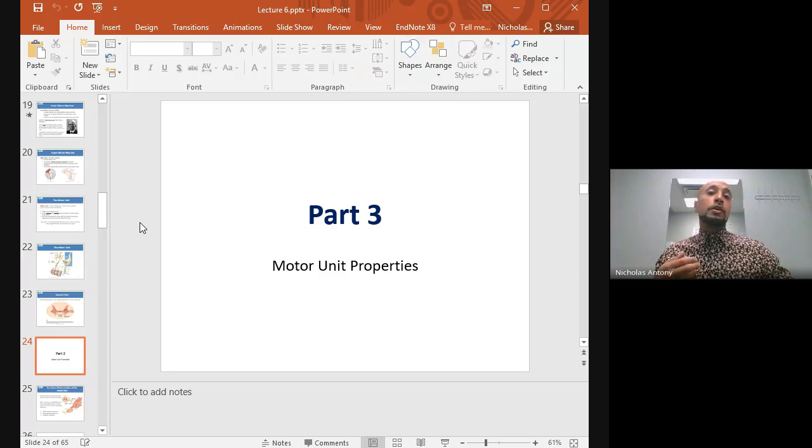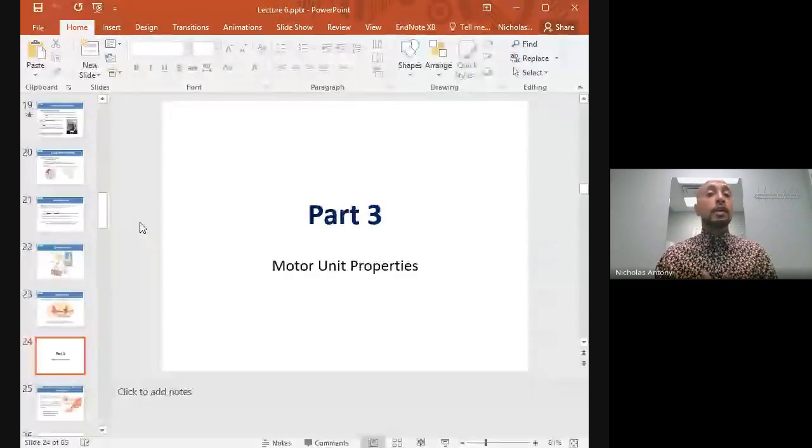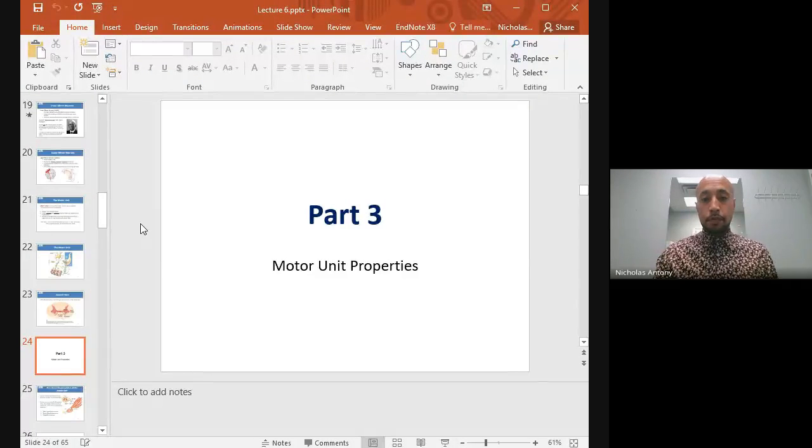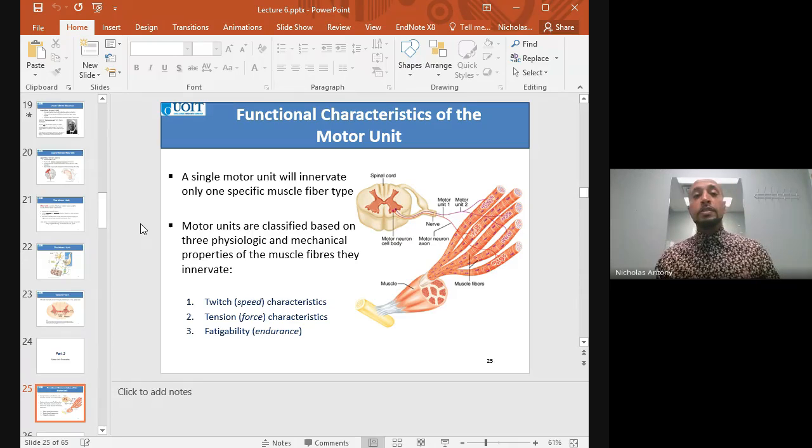The different motor units in our muscles can have different characteristics. We've heard of this idea of slow twitch versus fast twitch muscles, and it's dependent on the idea that the muscle fibers can have different characteristics in terms of their twitch speed, their tension or the amount of force they can generate, and their endurance or fatigability.